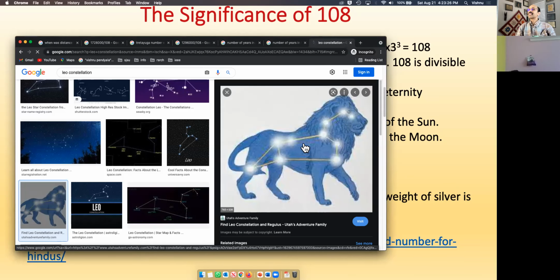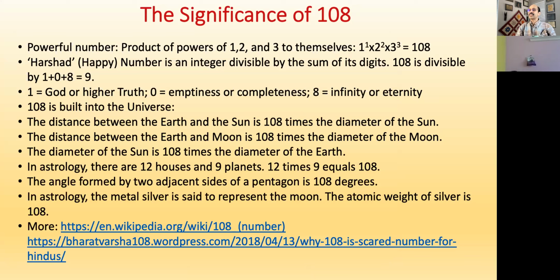So the 9 planets can be in any of the 12 houses. I don't want to go into astrology, but that's the idea, right? You all know astrology. So there are 12 houses and 9 planets. So 9 times 12 is 108. See, astrology, the universe is all about 108. It's a magical number. And the angle formed by two adjacent sides of a pentagon is 108. Wow.